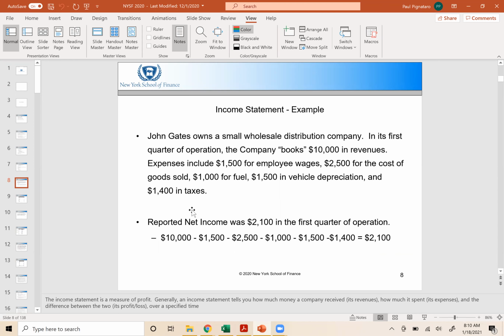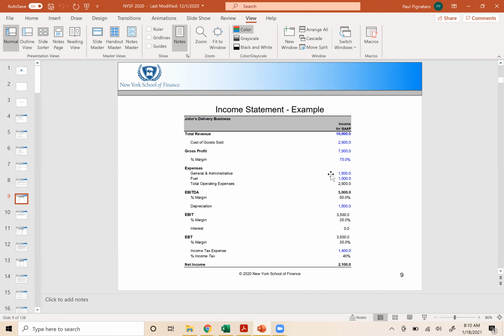There are various expenses that were utilized in the company's operations to produce those revenues. Let's say $1,500 for salary, $2,500 for cost of goods sold. Let's say, maybe costs of packaging, things like that. $1,000 for fuel, which is also another operating expense for the truck. Vehicle depreciation, amortization, and then trickling down to taxes. Okay, so if you lay things out in a proper income statement, there is $2,100 in net income. Okay, so we talked about this before.